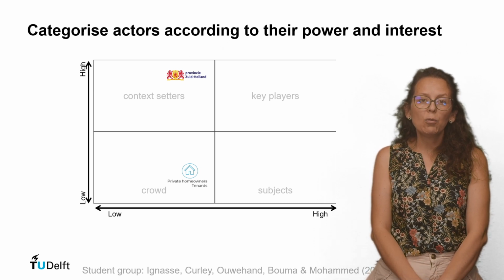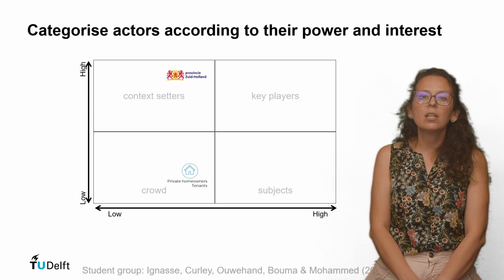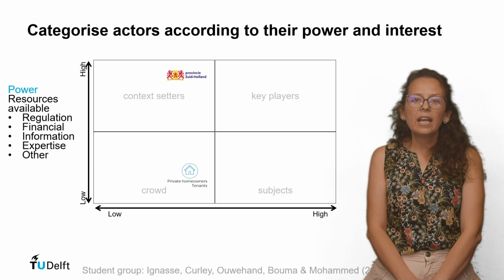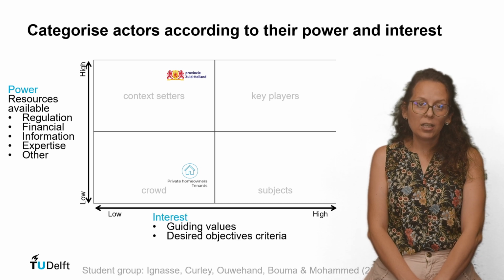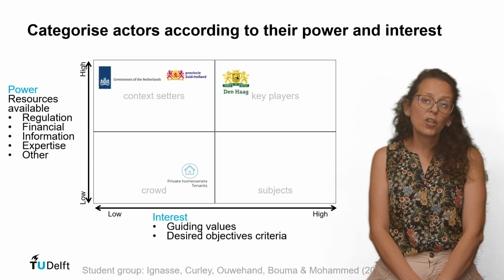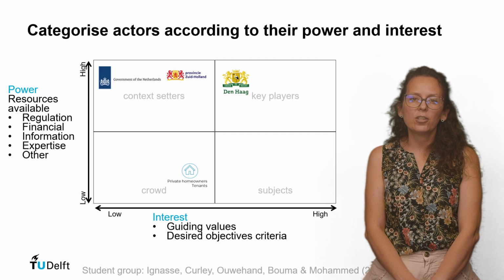For the power, we look at the actors' resources available, such as regulation, financial means, information or expertise. For the interest, we consider the guiding values or desired objectives criteria. For example, the students group working on the energy poverty define the Dutch national and provincial government as context setters due to their role in regulating energy poverty indicators.